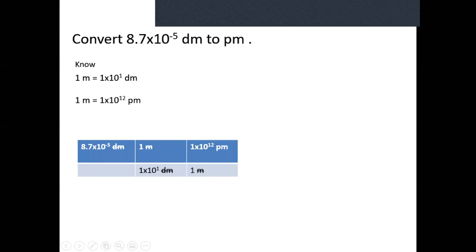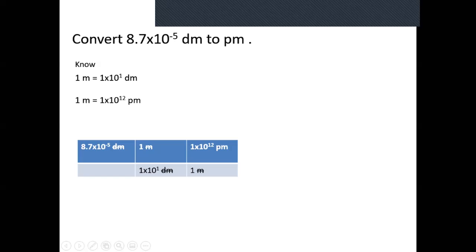So we set it up. We start with decimeters. In our conversion factor, we put decimeter on the bottom, meter on top. So now we have meter. In our next conversion factor, we put meter on the bottom, picometer on top, and notice all the units except picometer cancel out.